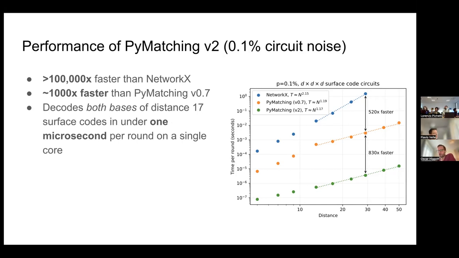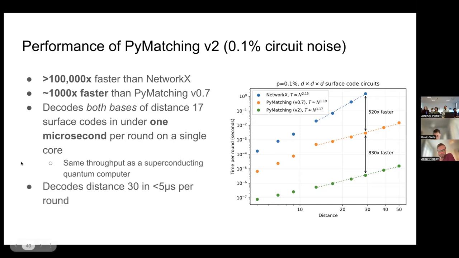But this algorithm can be parallelized. We didn't do that. In practice, this is demonstrating that it could be a solution for the real-time decoding problem for surface codes. It's the same throughput as a superconducting quantum computer up to distance 17. It decodes distance 30 in less than 5 microseconds per round. So if you wanted to decode on a CPU, maybe you need a multi-core CPU and to parallelize this, maybe you need say 10 cores or something to be safely below the required running time.